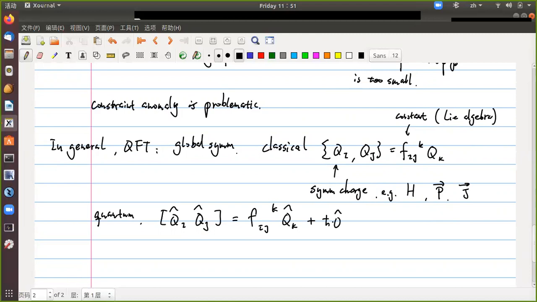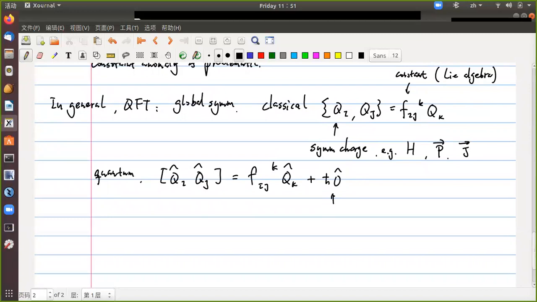Although in things like free field theory, for the Hamiltonian operator, momentum operator, and angular momentum operator, the quantum algebra is still very similar to the classical Poisson algebra, this is not true in general, especially when you consider complicated interacting quantum field theories. In general, you may have some quantum corrections. These quantum corrections are usually called quantum anomalies, or quantum symmetry anomalies.